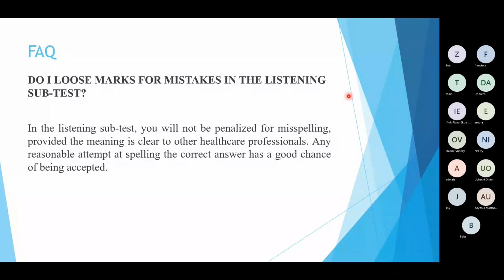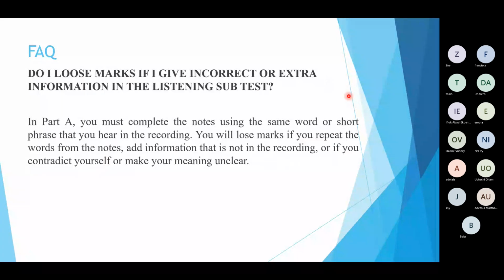That's one thing that makes OET flexible and easy to pass. If you make an attempt to spell a word and it sounds like what you heard, it's a mark correctly for you. Now, next question is, do I lose marks if I give incorrect or extra information in the listening subtest? This means that you are writing what you did not hear. Then that simply means in part A, you must complete the notes using the same word or short phrase that you hear in the recording, right? You will lose marks if you repeat the words from the notes.